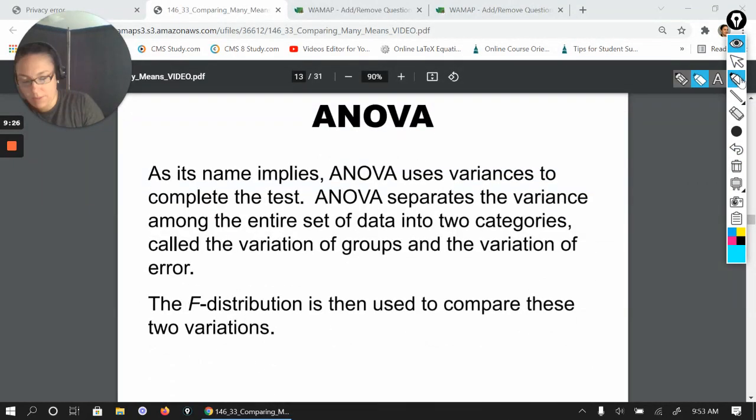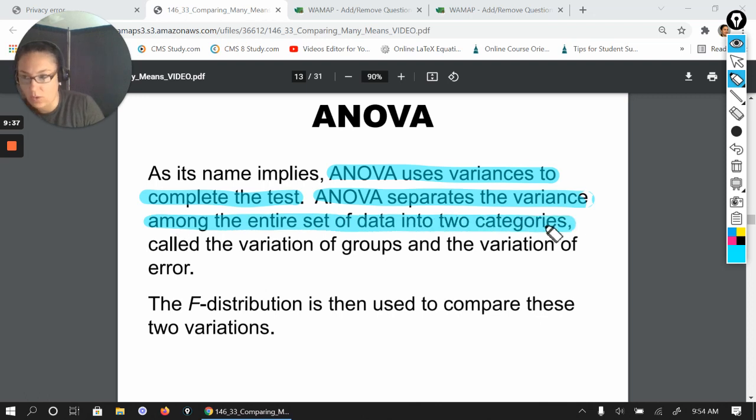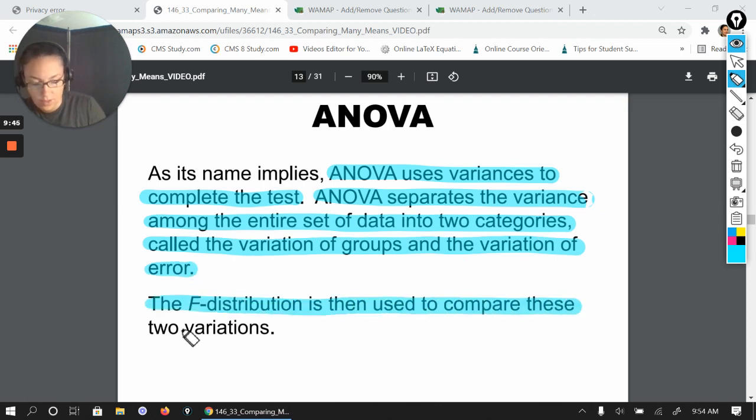As its name implies, ANOVA uses variances to complete the test. ANOVA separates the variance among the entire set of data into 2 categories, called the variation of groups and the variation of error. The F distribution is then used to compare these 2 variations.